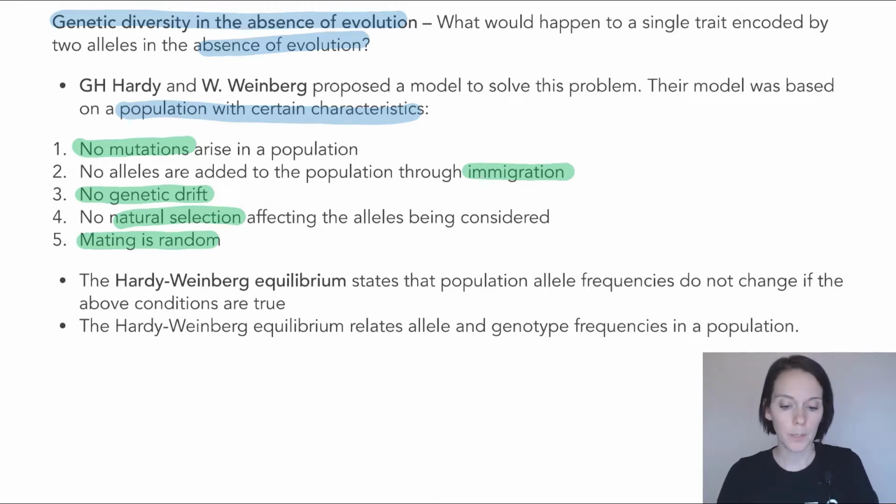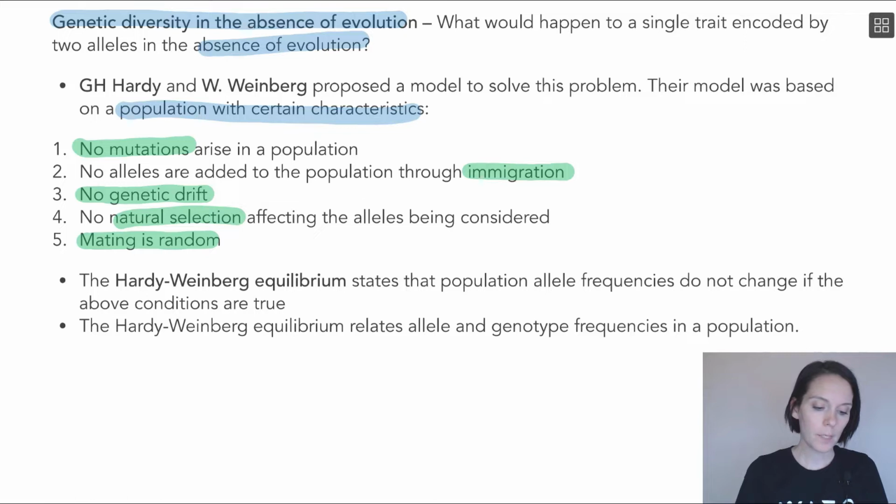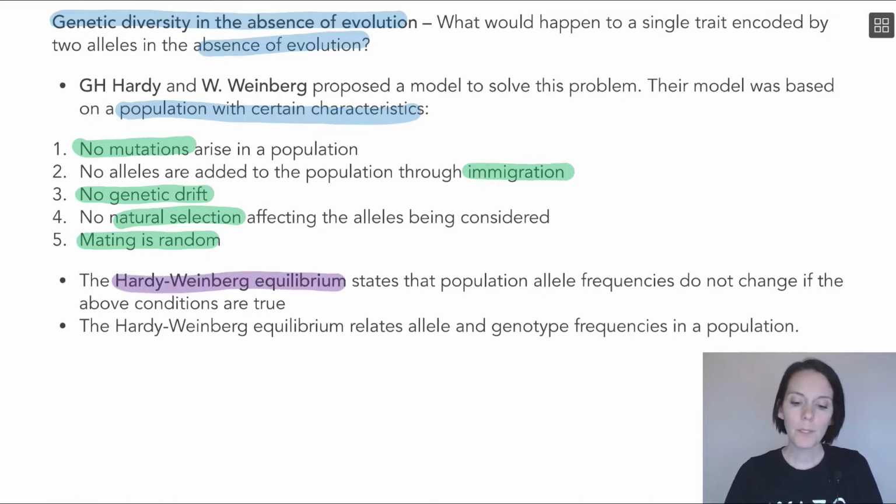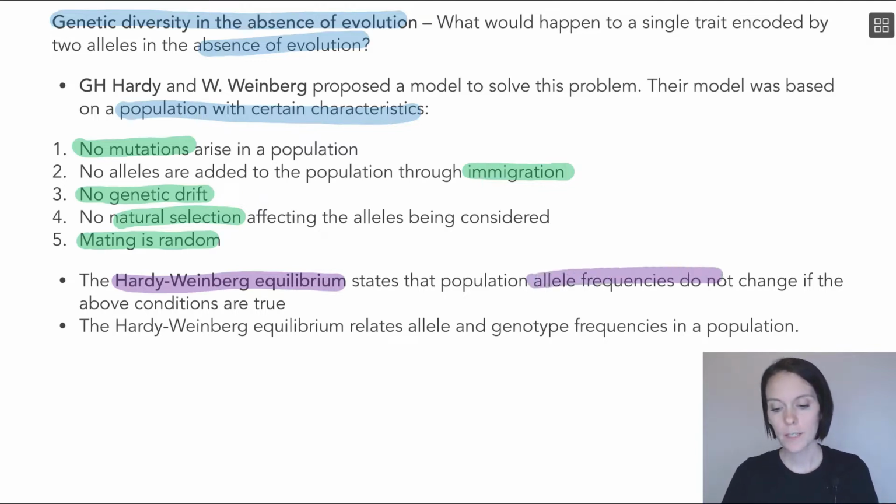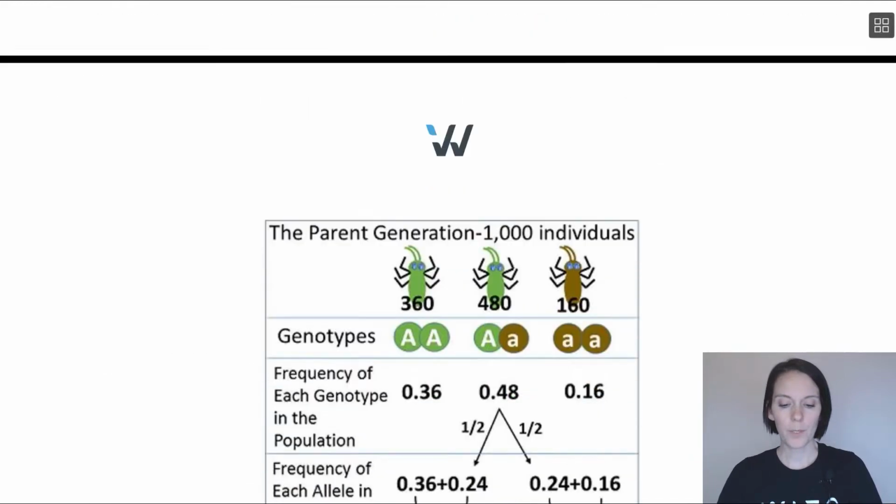be in Hardy-Weinberg equilibrium. So the Hardy-Weinberg equilibrium states that the population allele frequencies will not change over time if the conditions above are true. Okay, so remember, evolution is a change in allele frequencies. If there's no evolution, then there's no change in allele frequencies. So your allele frequencies are going to stay the same if these 5 criteria are met. So the Hardy-Weinberg equilibrium is a couple of different formulas which allow us to relate allele and genotype frequencies in a population. So let's take a look at the Hardy-Weinberg equilibrium.